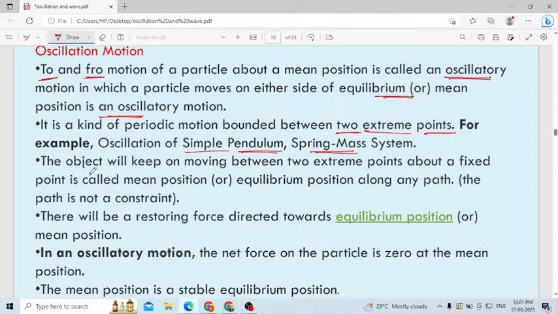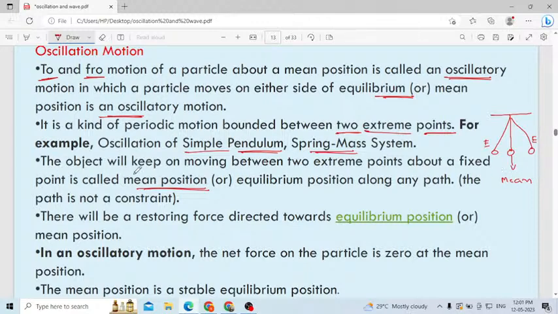Next difference: the object keeps on moving between two extreme points about a fixed point, known as the mean position. If you consider this the fixed point, then this is the bob. It will move to the two extreme points. These are the extreme points, this one is an extreme, and this one is an extreme. This is the mean position of the bob.